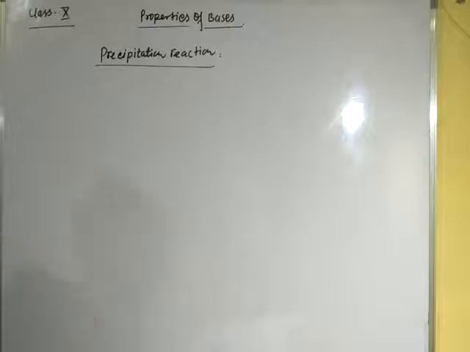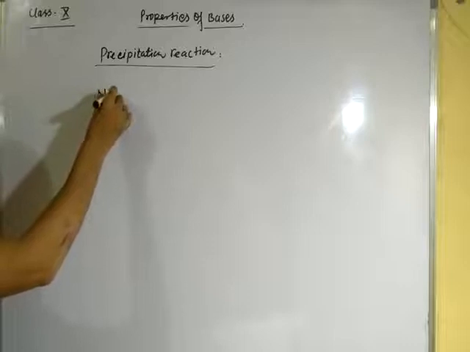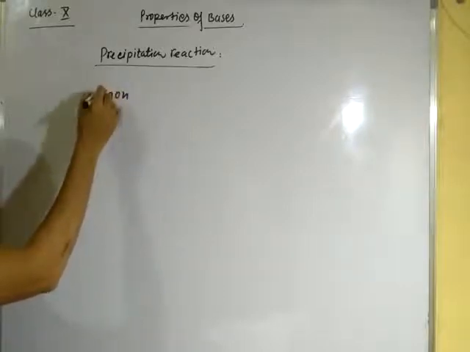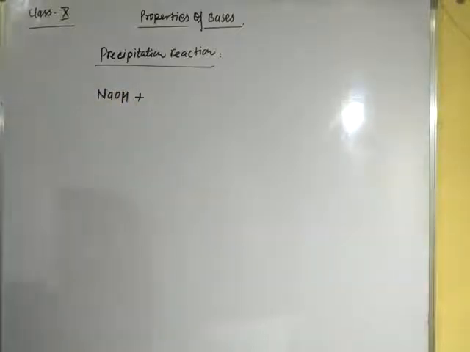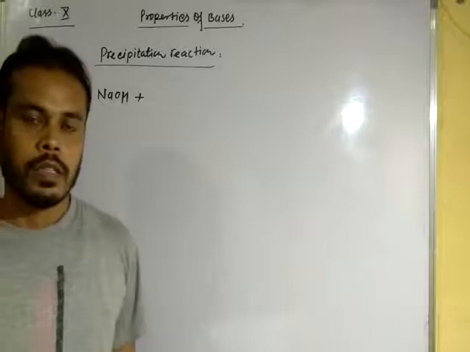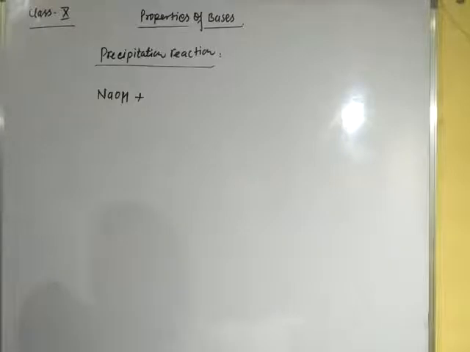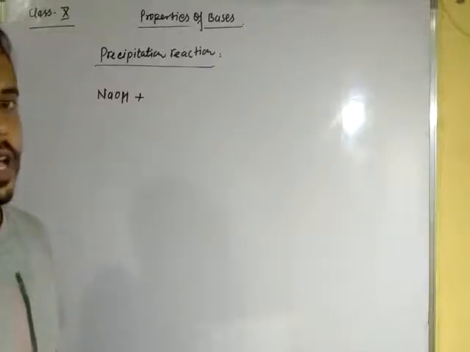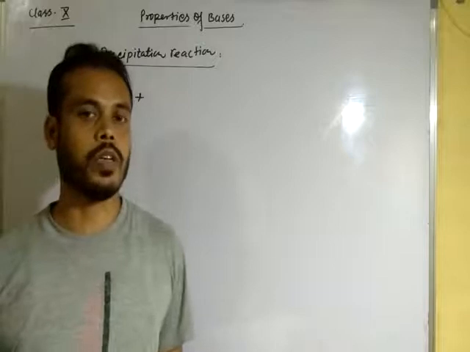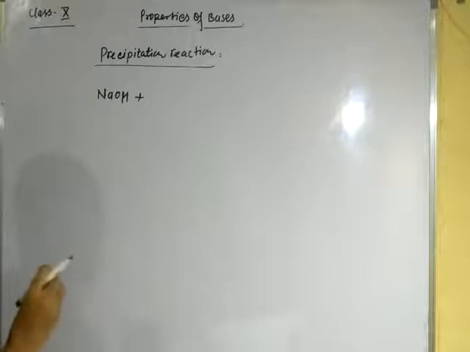Okay, dear student, let us see, when a base like sodium hydroxide, a very good base, reacts with any metallic salt of heavy metals like zinc, lead, copper, iron, etc., to form hydroxides which are not soluble in water, in aqueous medium, this is called a precipitation reaction.